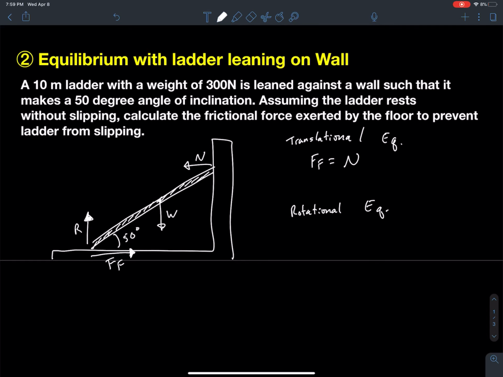So now let's take a look at the clockwise torque. What's the clockwise torque? So clockwise is going in that direction. So that is going to be this one here, the weight of the ladder. I'm setting my pivot point here. That's going to be my pivot point. So the clockwise torque is going to be the weight of the ladder, and I guess the counterclockwise torque would be the wall pushing it in the opposite direction.